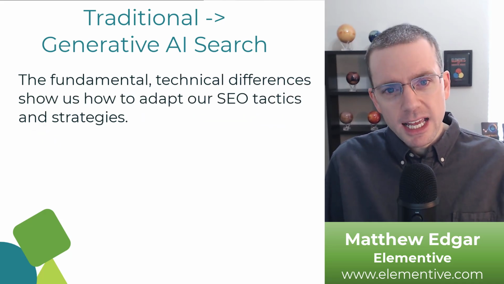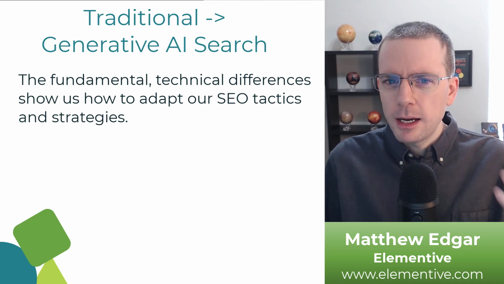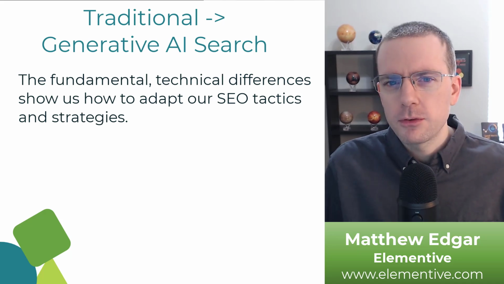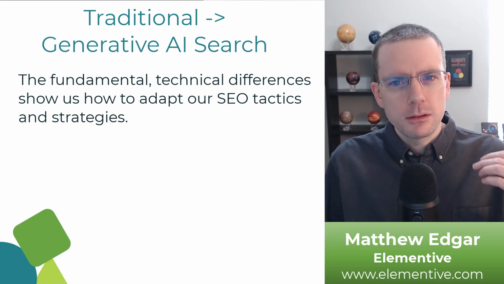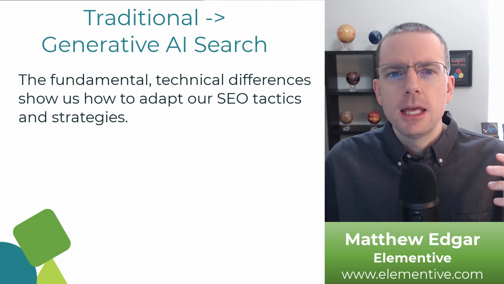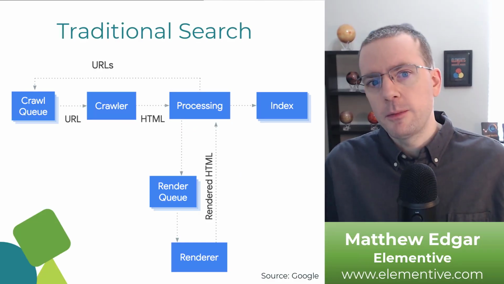And by understanding those fundamental technical differences between traditional search and generative AI, we can really start to understand why generative AI search is so different from the current practice of SEO. More than that, we can really start to understand how we need to adapt our SEO strategies. So let's start with our baseline, how traditional search engines work. This graphic from Google summarizes the process.